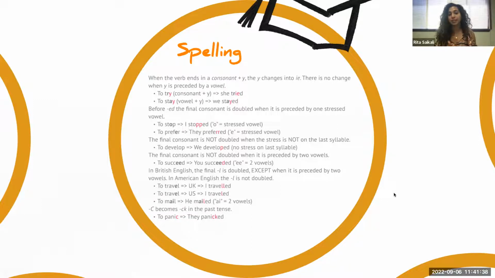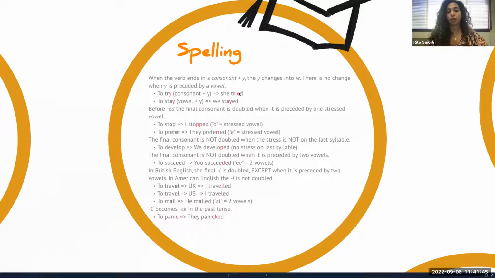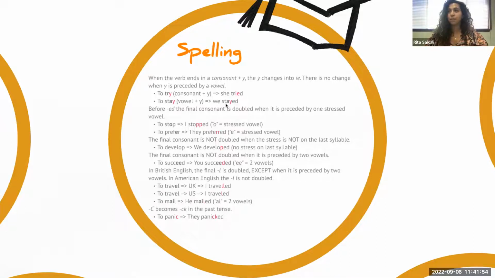For example, stay becomes stayed. If you look at the spelling over here, we kept it a Y because A is a vowel. They have two vowels, so you keep the Y. If there is a consonant and then Y, you drop the Y and you add the IE.